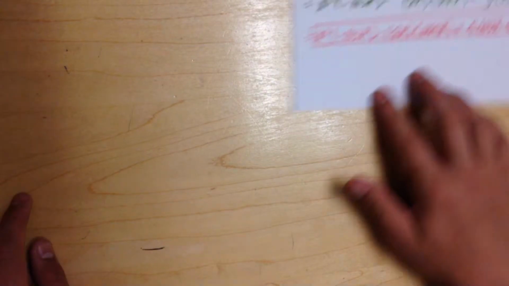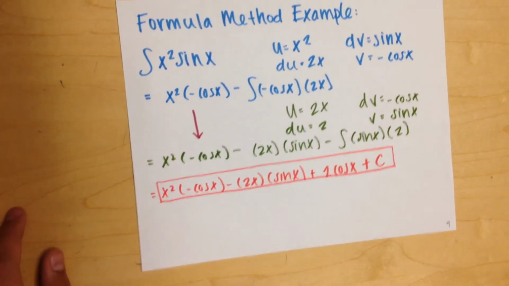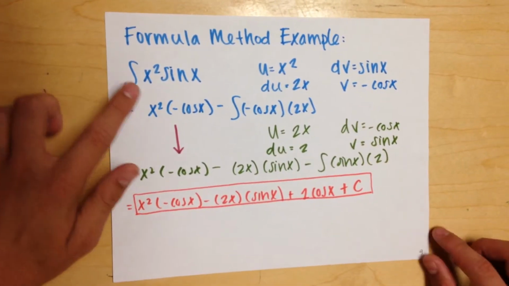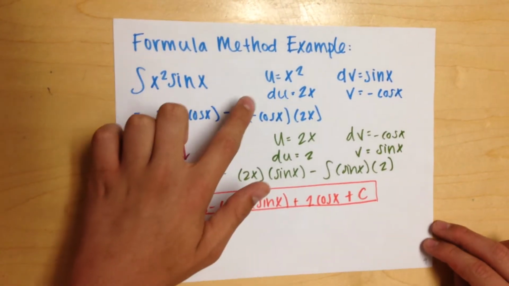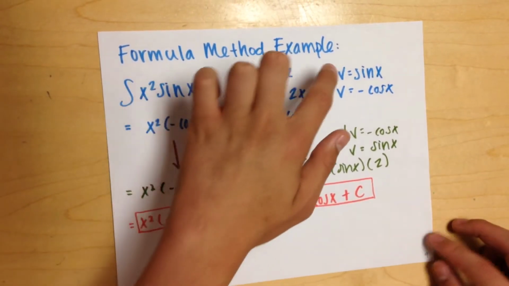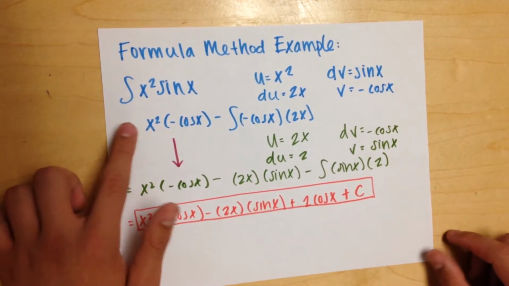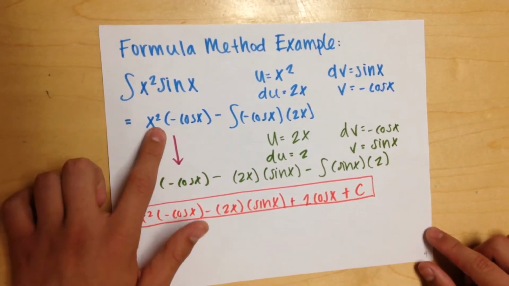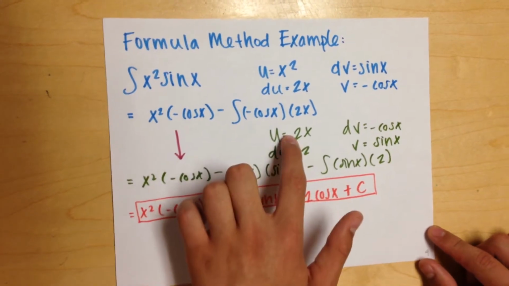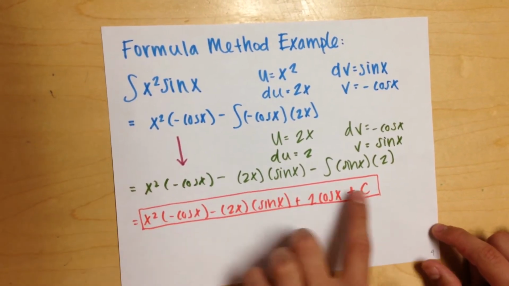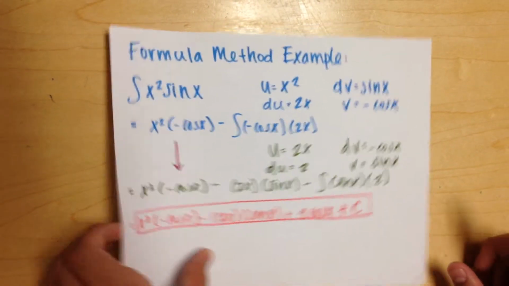Our first example is using the formula method to solve x squared sine x. Our u is x squared, du is 2x, and our dv is sine x, and v is negative cosine x. Now we use the formula uv minus the integral of v du and plug in the variables. The result is our antiderivative of x squared sine x.